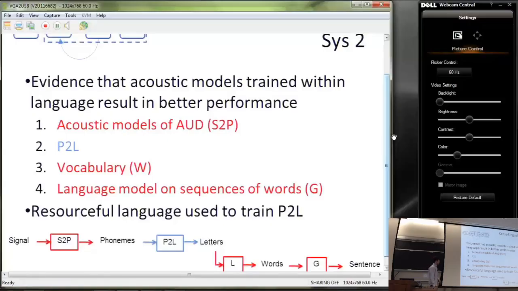So here, the system would be, we have a signal, and we can create phonemes. This would be the AUD system. And now we have some mapping between phonemes and letters, or automatic units, that we have to discover. And this is where we use this cross-lingual notion, where we can use our transcripts from the other language to learn this transduction. And then from there, we can go back to getting words and sentences.